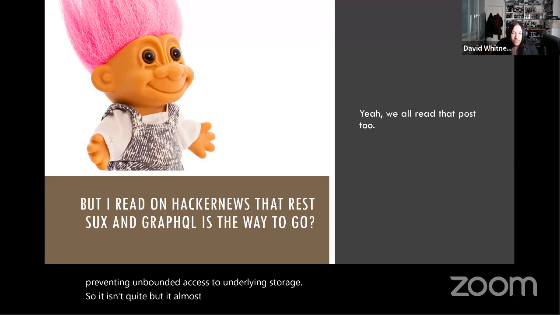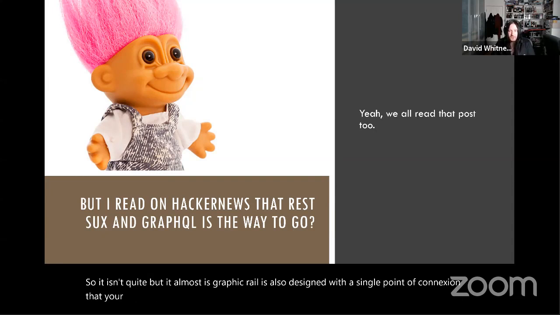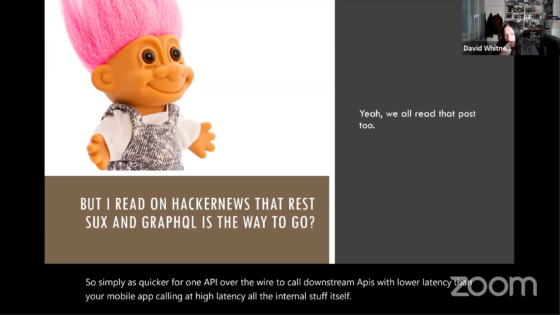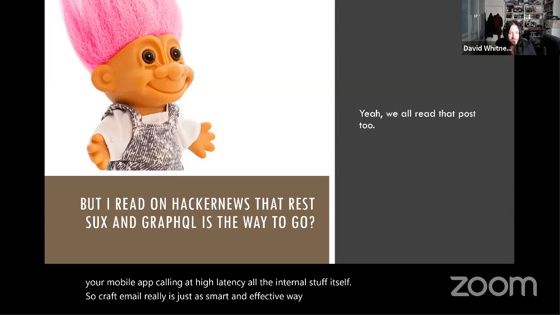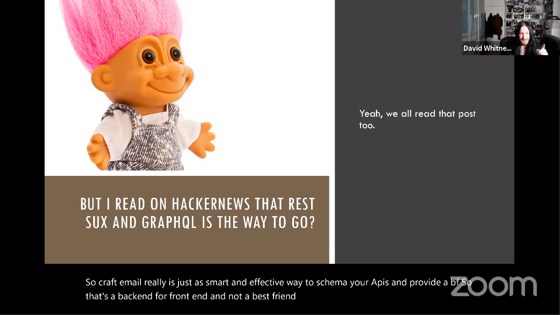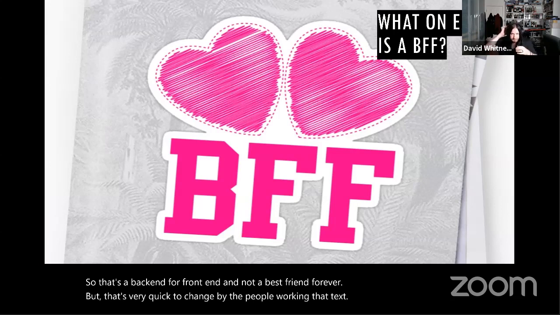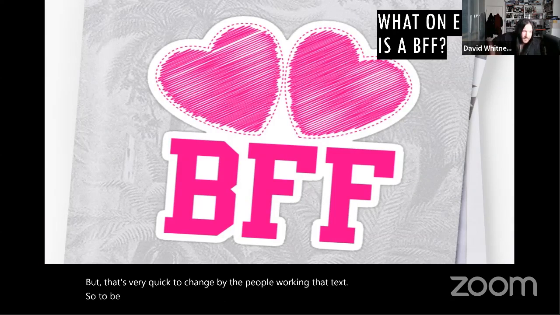GraphQL is also designed to be the single point of connection that your web or mobile app talks to, which is really useful for optimizing performance. So simply, it's quicker for one API over the wire to call downstream APIs with lower latency than your mobile app calling at high latency all that internal stuff itself. So GraphQL really is just a smart and effective way to schema your APIs and provide a BFF. So that's a backend for front end and not a best friend forever. But that's very quick to change by the people working that tech stack. So BFFs, okay, cool. Another magic architecture word that kind of got made up about 4 years ago.